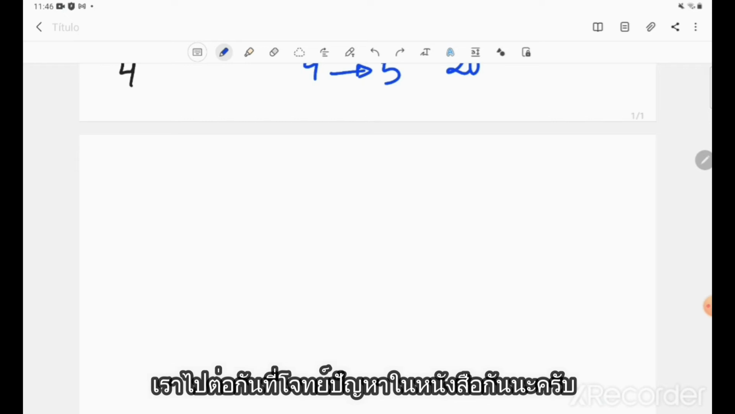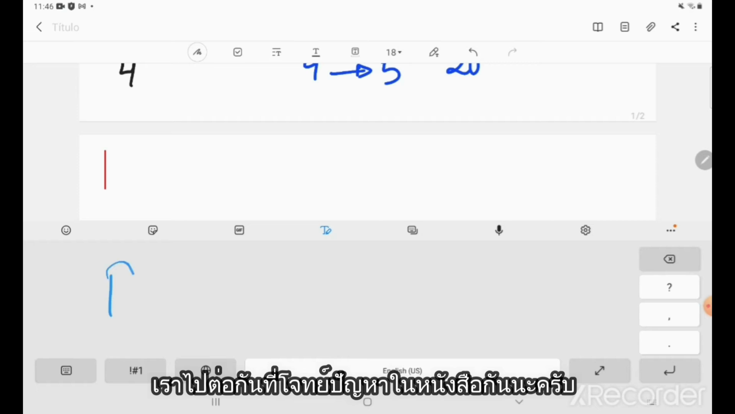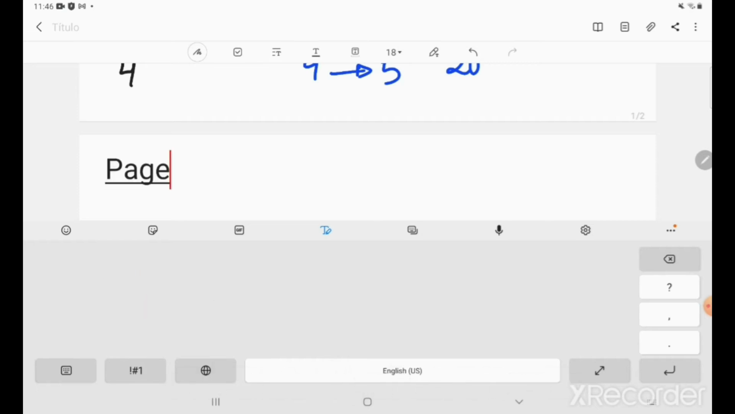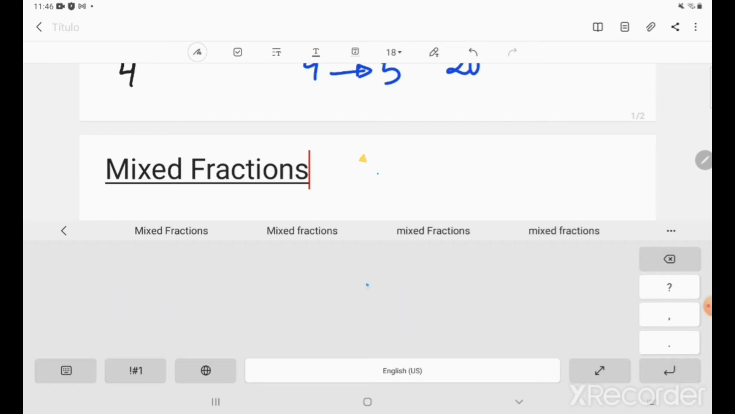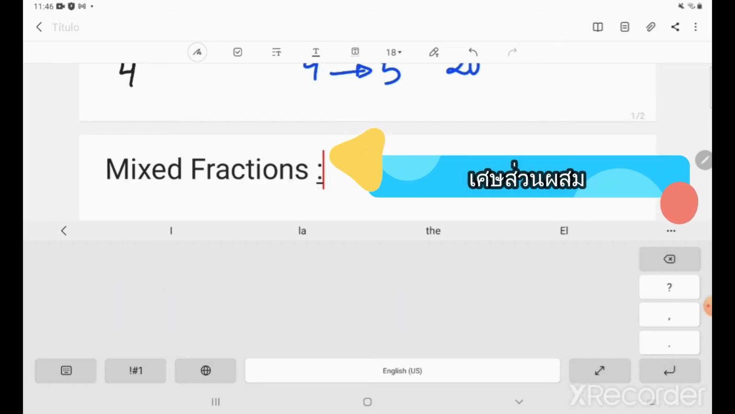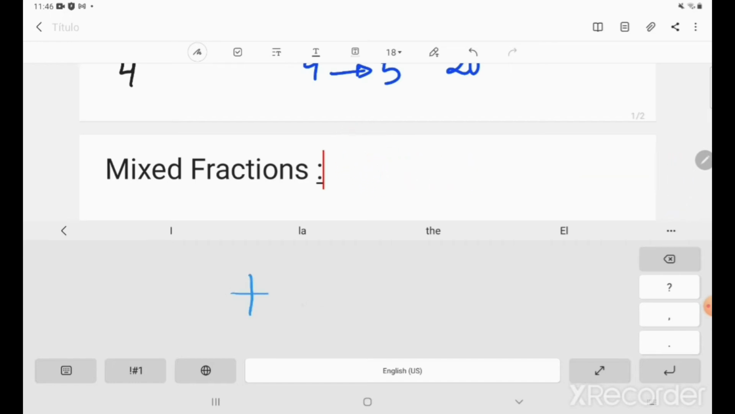And now we are going to continue, and we are going to open our book on page number 79. Okay, first let's write the topic. This topic is mixed fractions, and we have addition, subtraction, and multiplication.